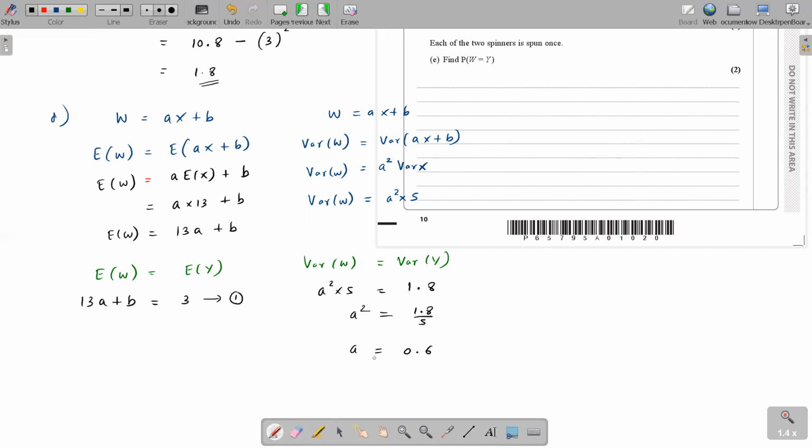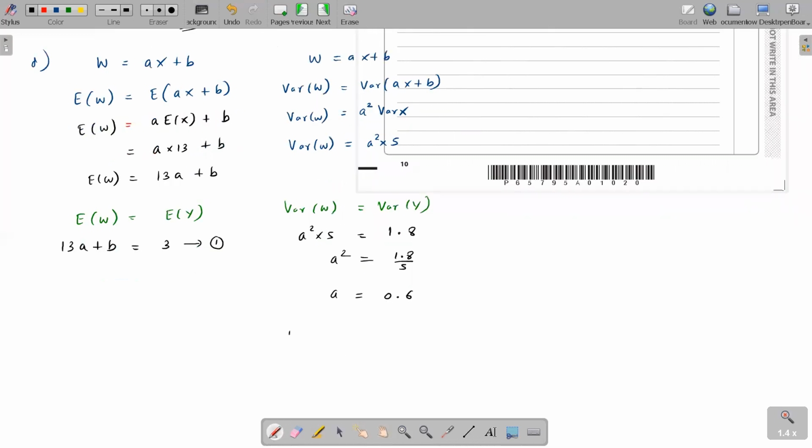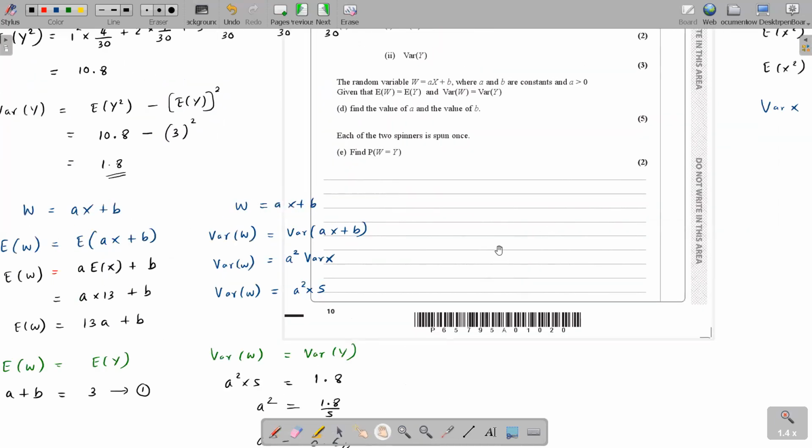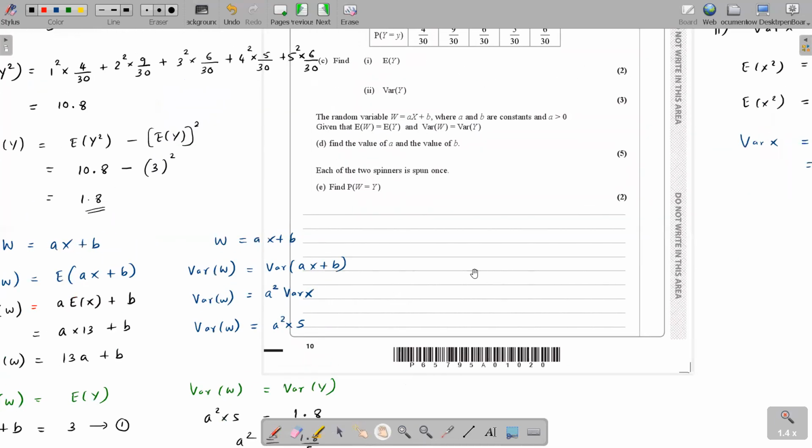Then substitute that and get the B value. 13A plus B equals 3. So B is 3 minus 13 times 0.6. How much is B? Minus 4.8. So B value is minus 4.8. A and B are done. And then the last part. So 5 marks are done, children.